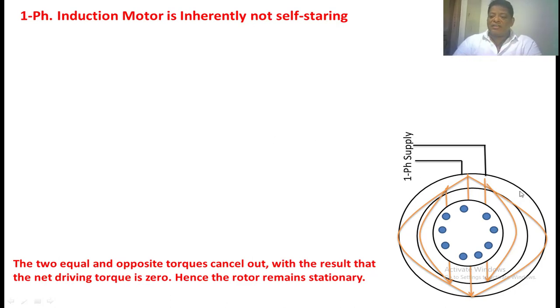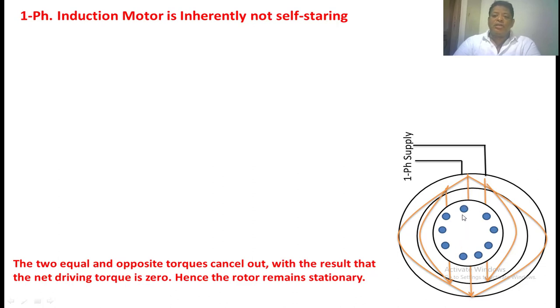See, this is the stator, this is the squirrel cage rotor. Whenever we give the single-phase supply to the stator winding, a sinusoidal flux will be created. That passes to the rotor. The flux lines are closed lines. Now, what is the physical meaning of sinusoidal flux? This is the axis of the flux. Along this axis, the magnitude of the flux changes.